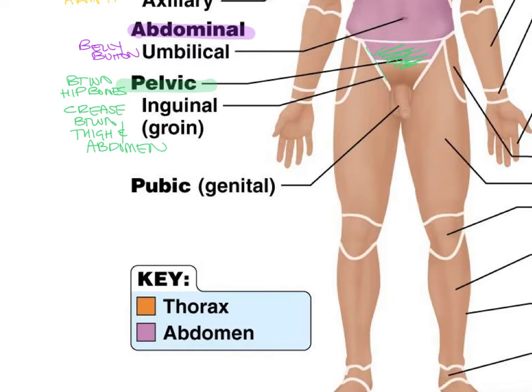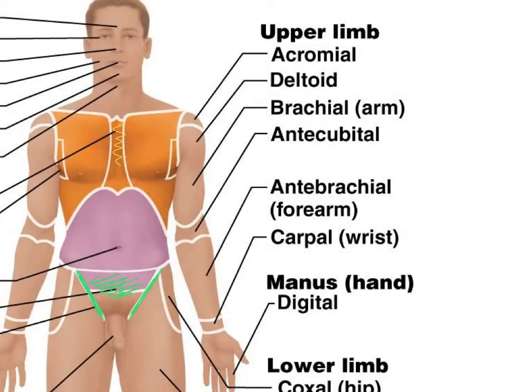Okay, so this right here that I'm highlighting in green, this is your inguinal, otherwise known as your groin, or the crease between where your abdomen meets your thigh. Okay, next we have the pubic region, and this is just the genitals on either the male or the female. Okay, taking it back to the other side of the diagram, we'll start with the torso terms on the upper limb. So next we have the acromial. Acromial is the point of your shoulder.